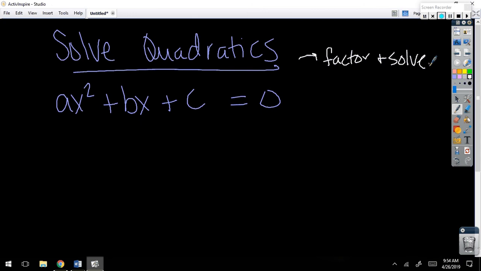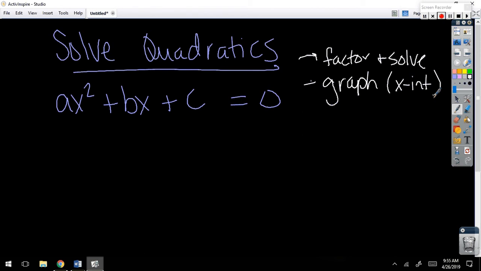What else did we do? We did one other way. It was the last test you took. It was the graphing. We graphed, and then the solutions, or when we solved, was where it crossed the x-axis. So the x-intercepts were the answer.